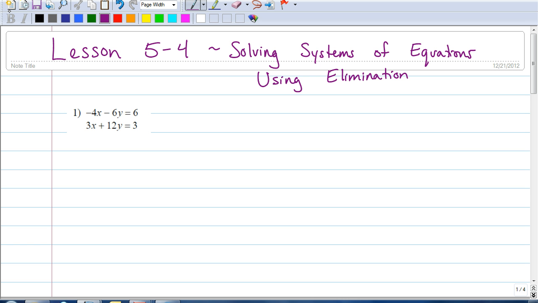So the whole point in using elimination is our goal is just like what it sounds. We're going to eliminate one of the variables. Now, in order to eliminate a variable, they need to have the same number with opposite signs, meaning, let's look at the y's, for example, here. If I wanted to get rid of the y's here, I'd have to multiply the first equation by 2, because our goal is to multiply this first equation by a number where one of the variables, either the x or the y, would have the same number with opposite signs.